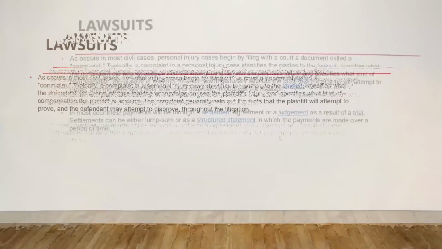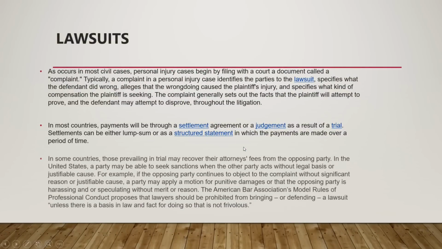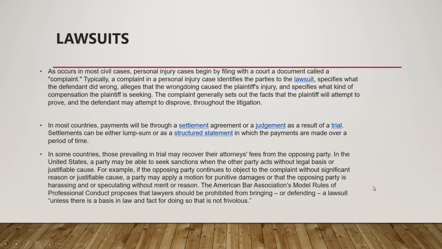In most countries, payments will be through a settlement agreement or a judgment as a result of trial. Settlements can be either lump sum or a structured settlement in which the payments are made over a period of time. In some countries, those prevailing in trial may recover their attorney's fees from the opposing party.